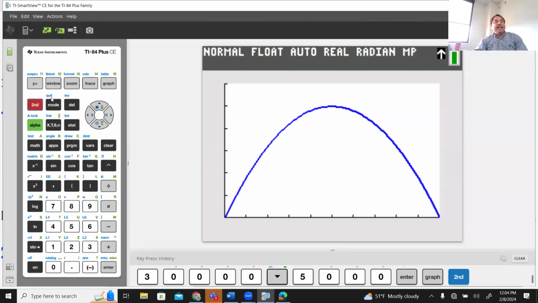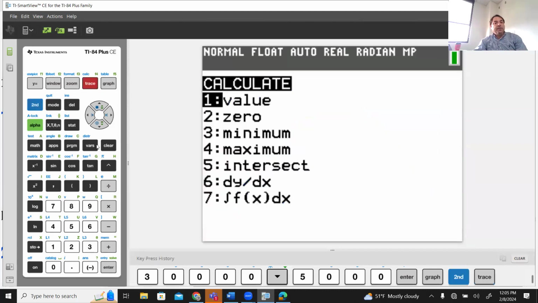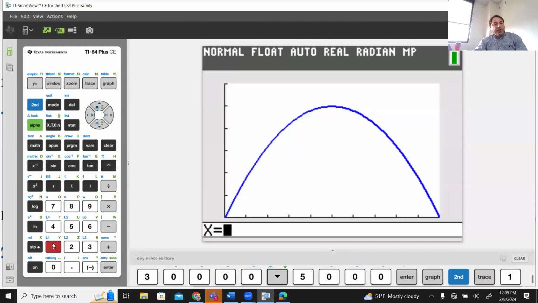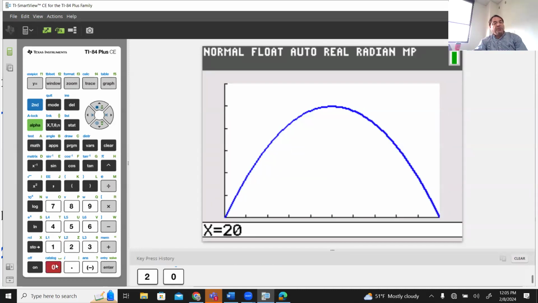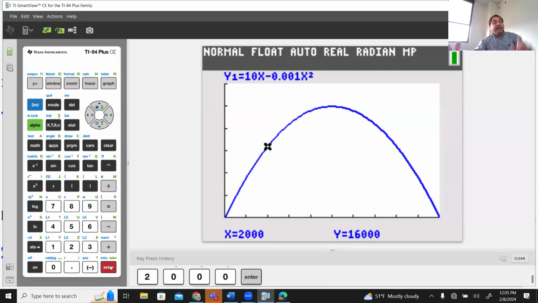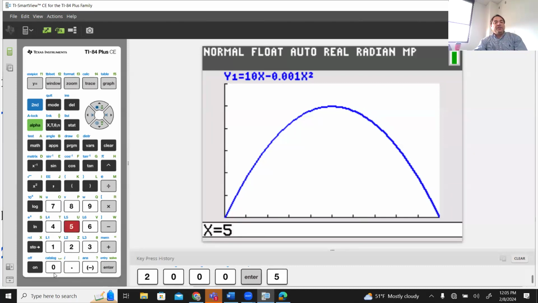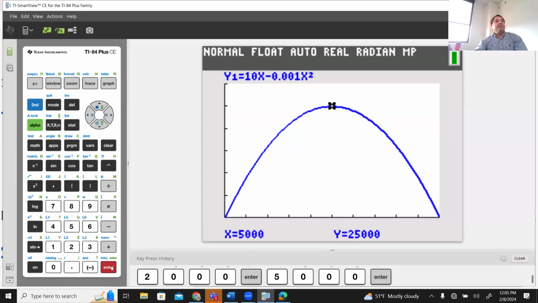So when I hit second trace, number 1 for value, at 2,000 headphones, and again, we're looking at the original, notice it's still going up at that point. That's why your derivative is positive, because derivative is rate of change. It's going up at that point. When I plug in 5,000, conveniently, where do we end up? At the top. And at that point, you're level.